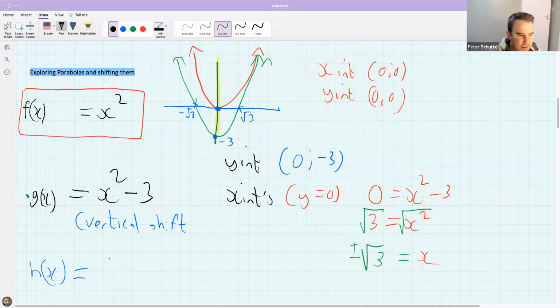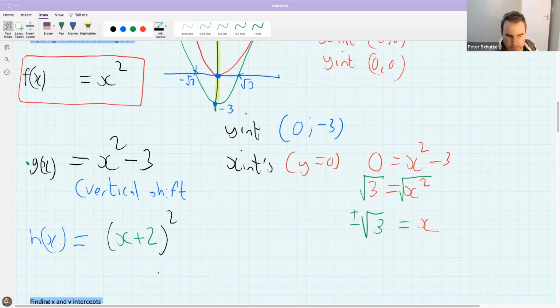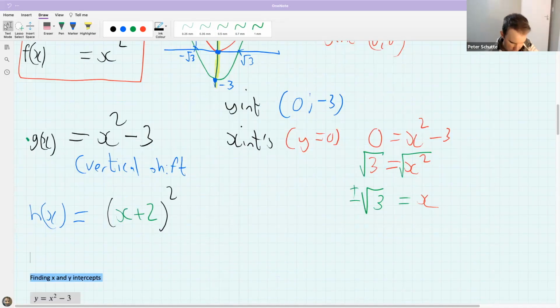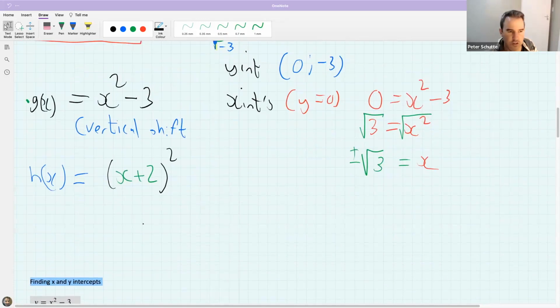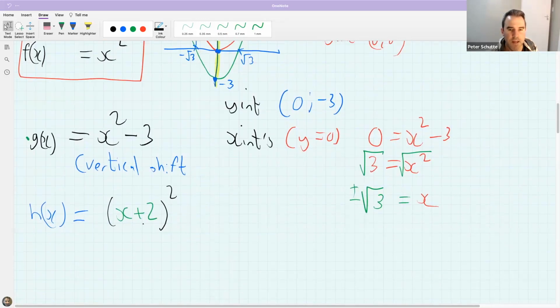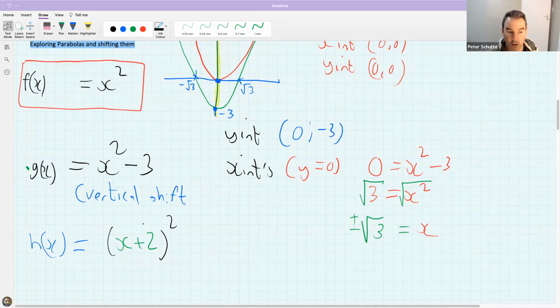Have you ever seen this idea? So let's say I take x squared and I say x plus 2. Has your teacher ever done that? I don't know if you can still hear me there, Martin. So no, not, okay. Well, let's do it together now.